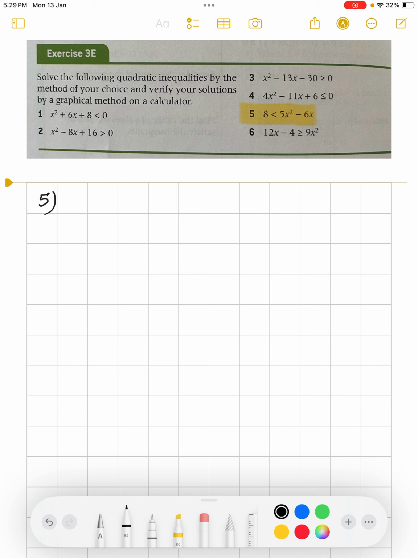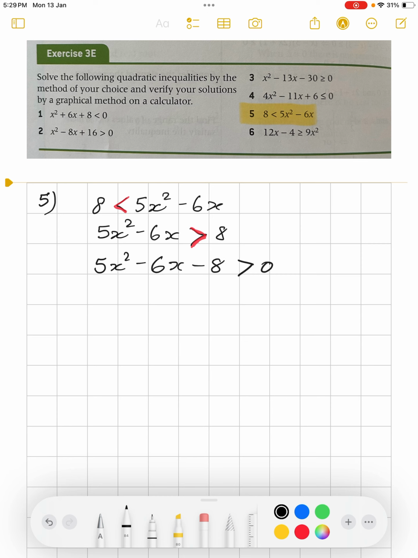Method of my choice. Well, for questions 1, 2 and 3, I chose to factorize. I'm going to use the quadratic formula for this question. So let's write 8 less than 5x squared minus 6x. I'm going to turn this around and put 5x squared minus 6x is greater than 8. Remember, you must also change the direction of the sign if you've changed the right hand side and put it on the left hand side. Now I'm going to bring that 8 across to be a minus 8.